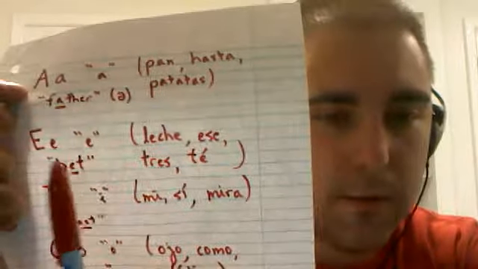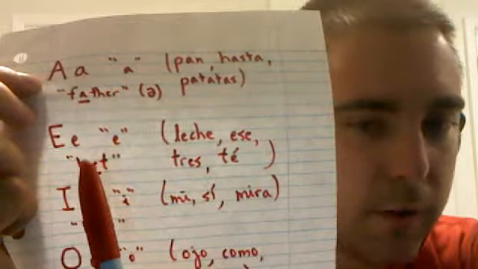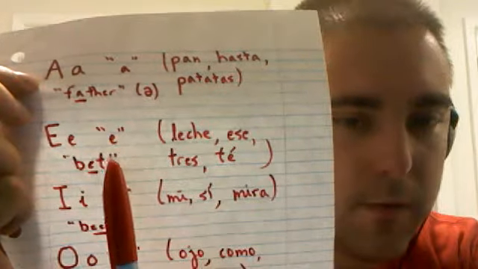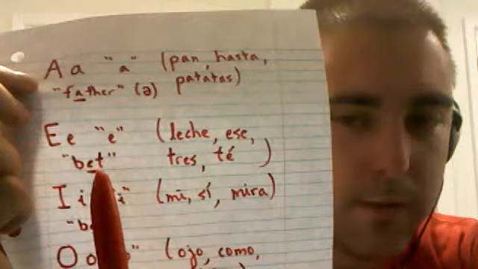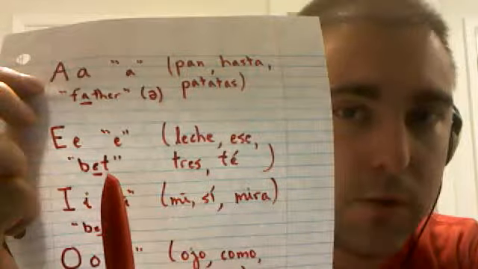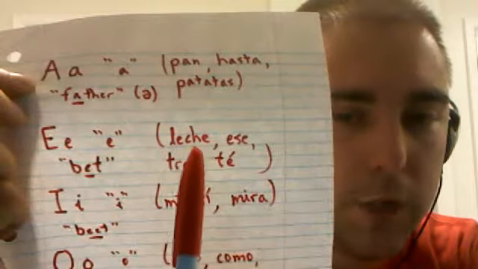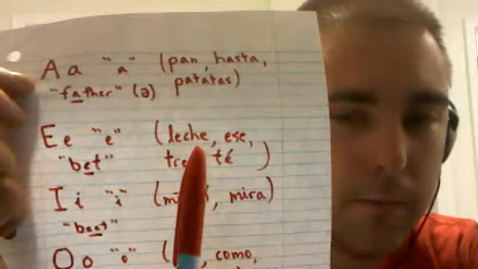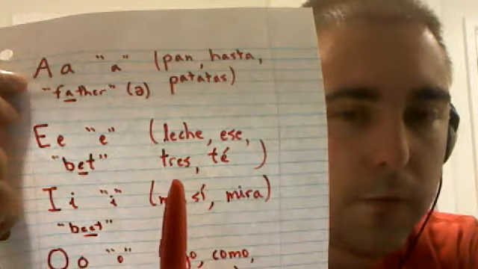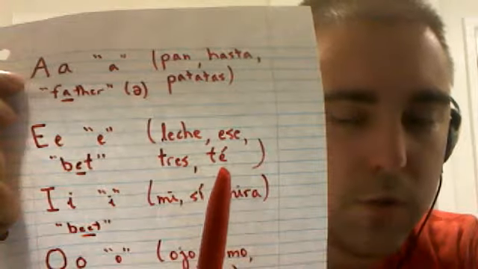The next vowel looks like the English letter E, but it's pronounced eh, as in the English word bet, but the E is a shorter sound in Spanish than it is in English. So for example, leche, which means milk, ese, which means that, tres, which means 3, and te, which means tea.